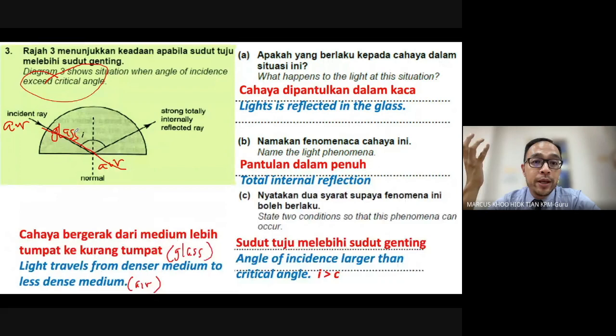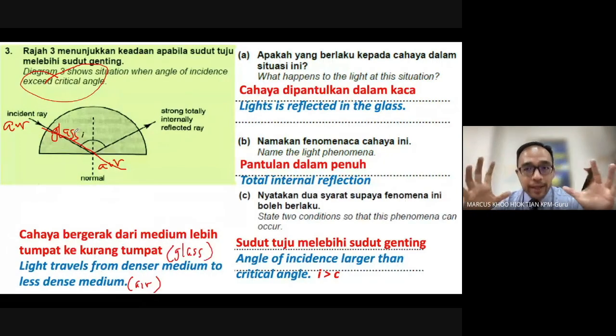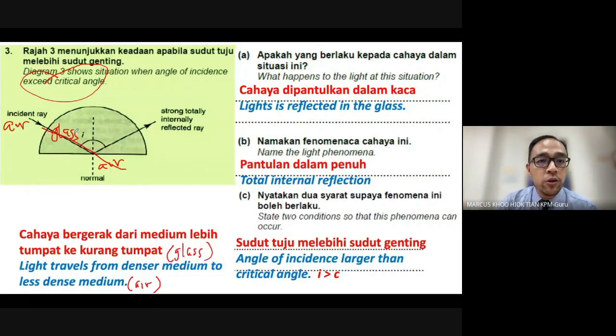But the main idea behind total internal reflection, and if you understand this, then you kind of understand the whole subtopic already, is that there are two conditions which must be fulfilled in order for this to happen. Number one, the light must be traveling from more dense to less dense, glass to air, or glass to oil, for example. The second condition is the angle of incidence must be bigger than the critical angle.